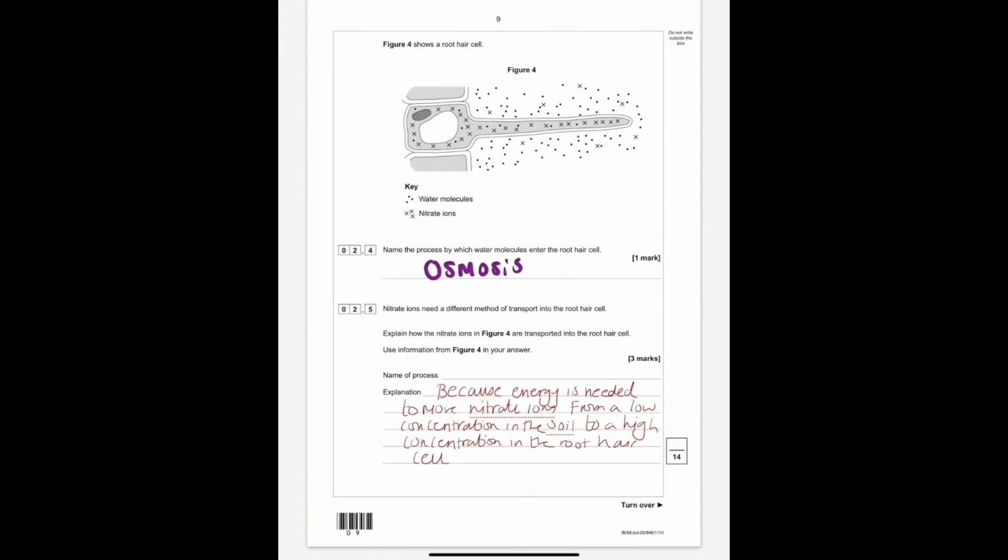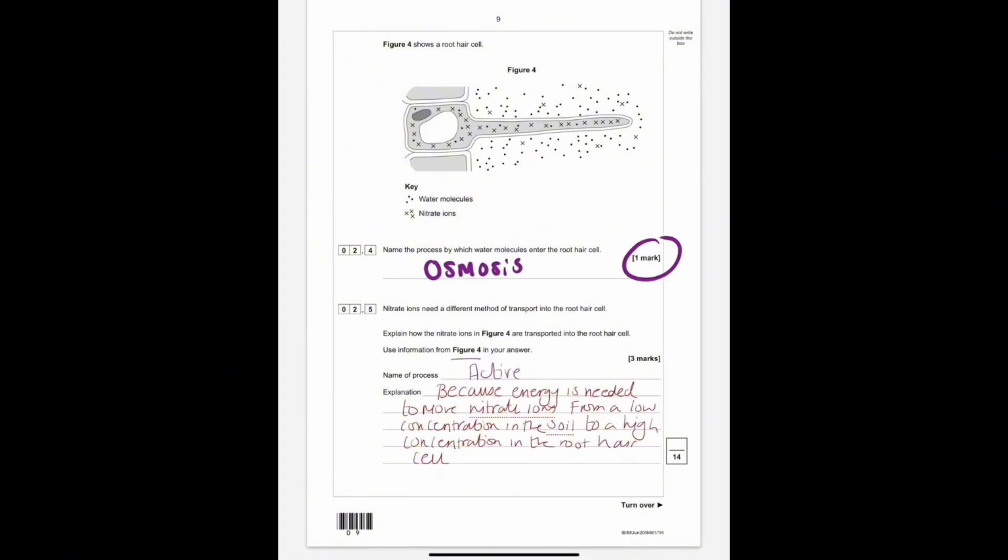Next one, nitrate ions need a different method of transport into the root hair cell. Explain how the nitrate ions in figure 4 are transported into the root hair cell. Use information from figure 4. So where it says use information from figure 4 in your answer, please use the information. There's a reason why they're asking you to do that. So firstly, the name of the process is going to be active transport.